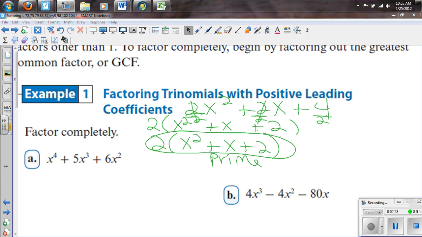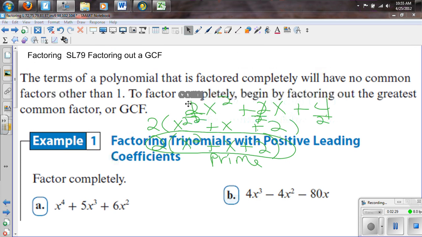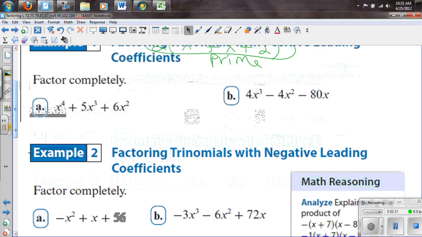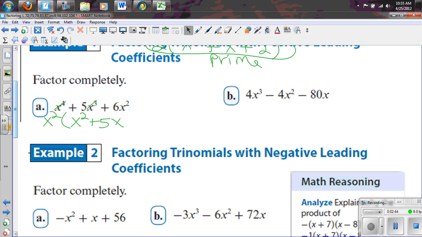So here's some other examples. If we have x to the 4th, and we have 5x to the 3rd and 6x squared, we can factor out an x squared. When we factor out x squared, we're going to be left with x squared plus 5x plus 6. And remember, I'm factoring out by dividing those off. And now I have this x squared out front, but I can factor this into 2 binomials.